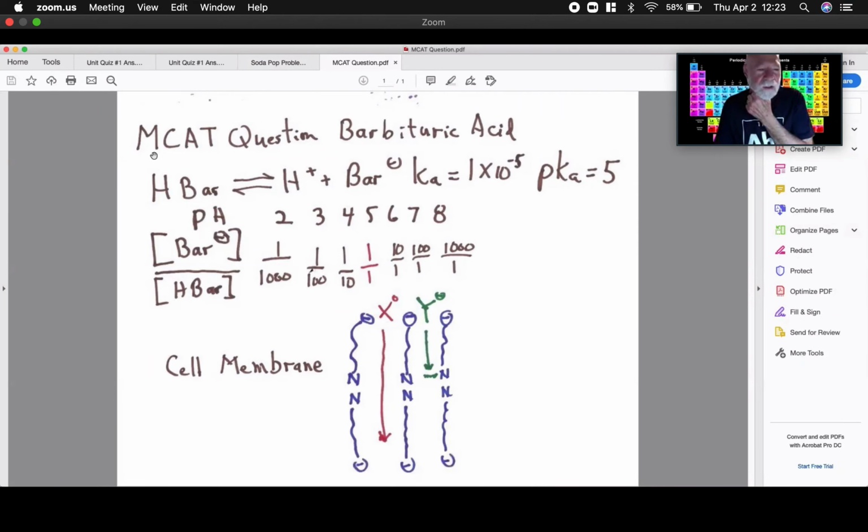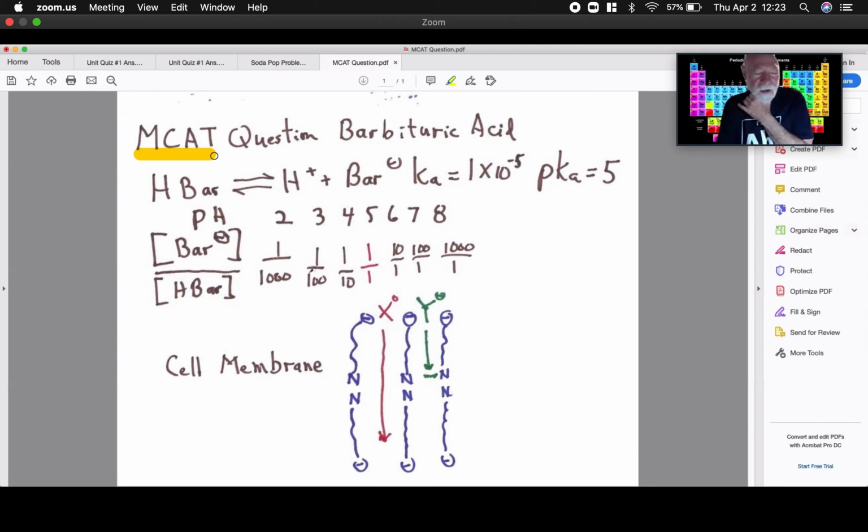Okay. Now, I imagine a lot of you will probably want to go to medical school, so you will probably be taking the MCAT exam sometime in your career. So I'd like to show you a typical MCAT question. Typically, what they do on the MCAT exam is they'll ask you a biochemistry question.